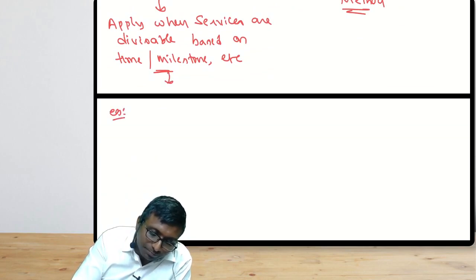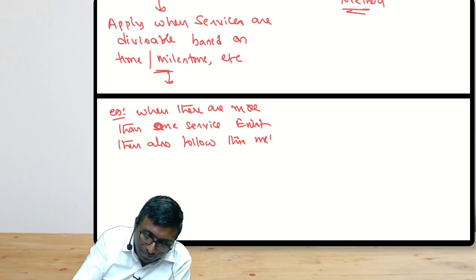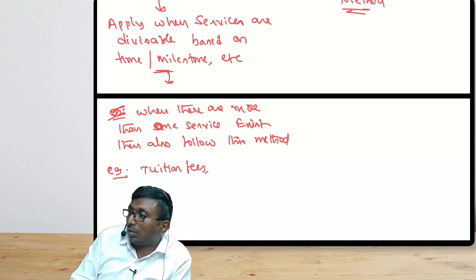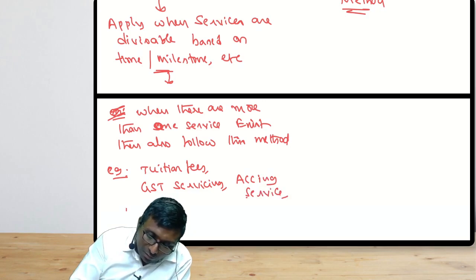Next, when there is more than one service, then also follow this method. Not example actually. Fine. Below you write example, above example cut. Okay, right. Tuition fees. GST service. Accounting service. Advertisement service.